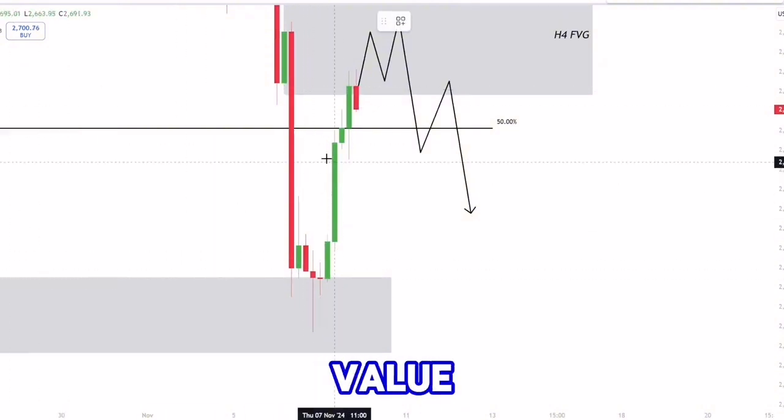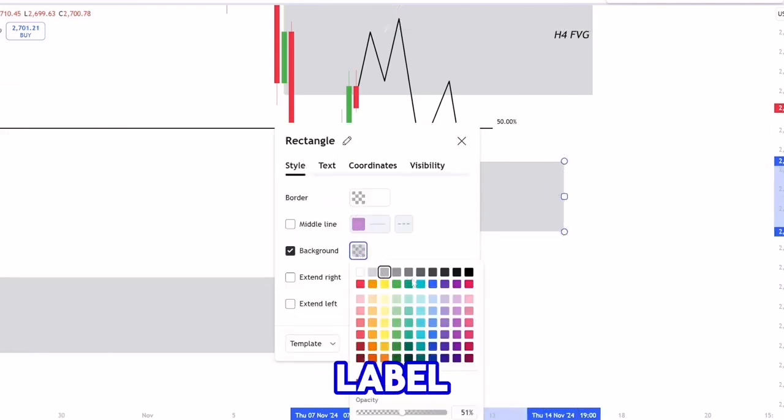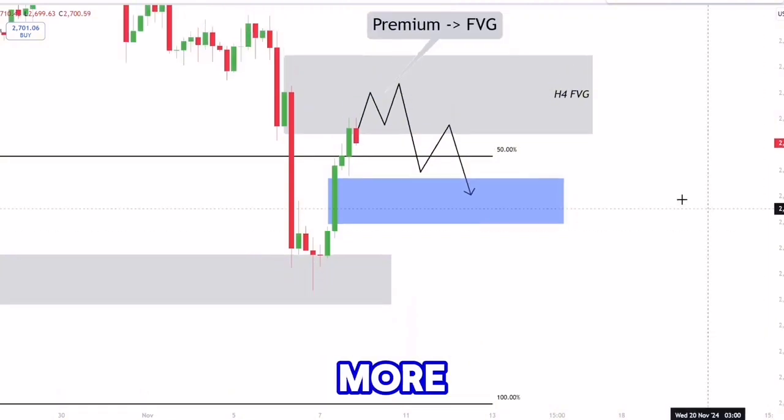So this is a bullish fair value gap. All this here is a bullish fair value gap, which I'm going to label in blue. And this is how you make a higher time frame bias. It really doesn't need to be more complicated than that.